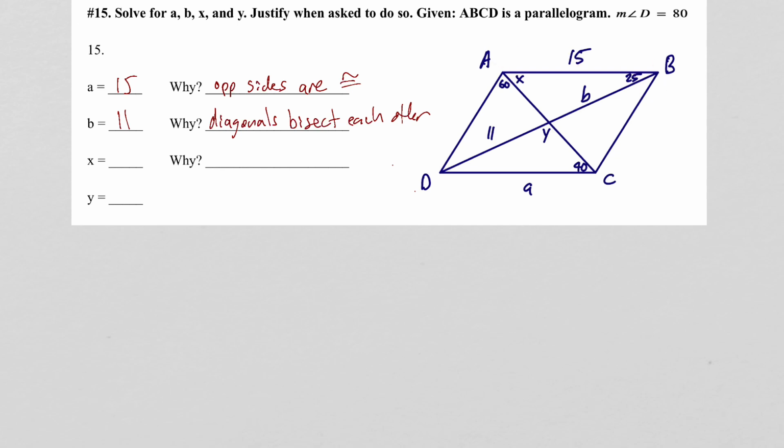Okay, if this is a parallelogram, this is a transversal. So this and this are alternate interior angles. So x is 40.